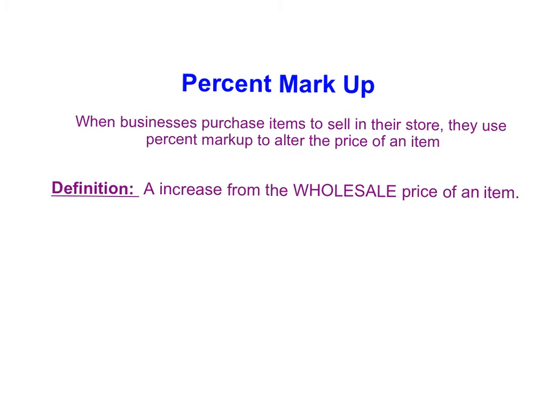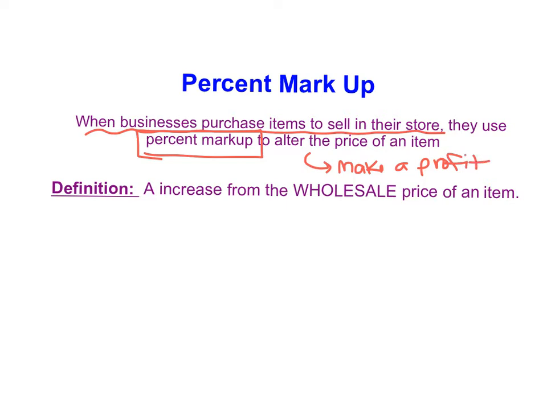This is actually something that you encounter every single time you go to the store or you're shopping online and you purchase an item. You all know that businesses purchase items to sell in their store. They use this concept of percent markup to alter the price of an item, and ultimately their goal in doing so is to make a profit. They have to make a profit, otherwise they can't pay their employees and things like that. So the definition of percent markup is an increase from the wholesale price of an item.